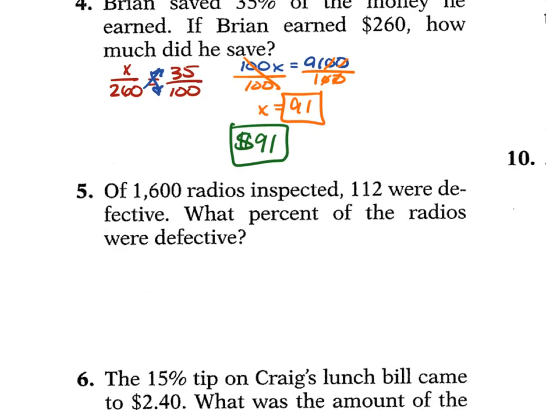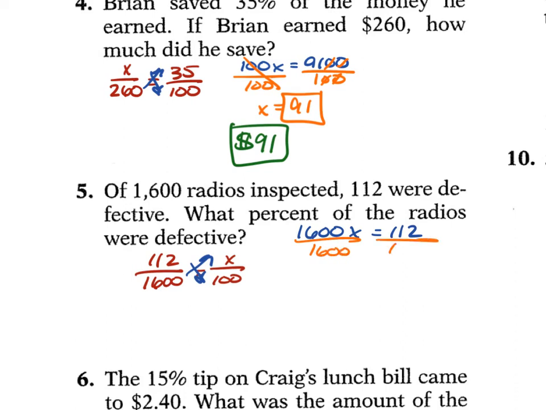5 says, of 1,600 radios inspected, 112 were defective. What percent of the radios were defective? So 112 of 1,600 is what percent over 100? So we can cross multiply. So 1,600x is equal to 112. We can divide each side by the 1,600. We get 112 divided by 1,600 is 7%.